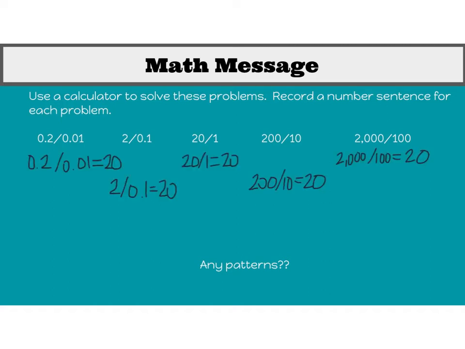All right, so let's see, how did you do? Were any of you surprised that the answer to each one of these problems was the same? So when we're talking about patterns, that would be one. The fact that each of our equations has the same numbers, but decimal points are in different places, but yet we still got 20 for our answer for each one of those. Any other patterns that you might have noticed?